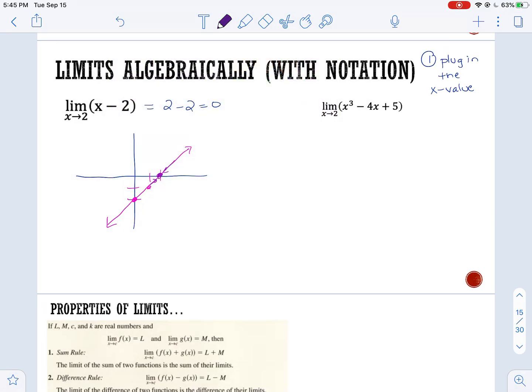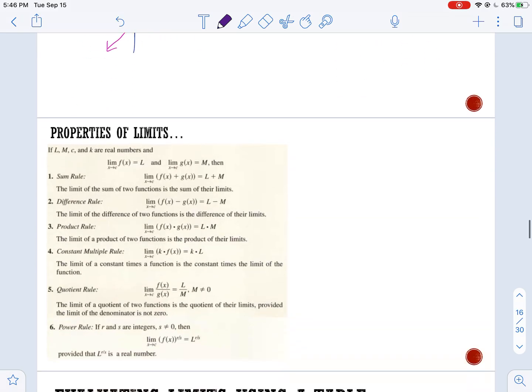What's the limit as x approaches 2 of x to the third minus 4x plus 5? Again, the first step is just plug in the x value and see what you get. So 2 to the third minus 4 times 2 plus 5 would be 8 minus 8 plus 5. And so that's just going to have a limit of 5. So again, your first step on any limit problem, if you need to find it algebraically, is just try and plug in the x value and see what happens.